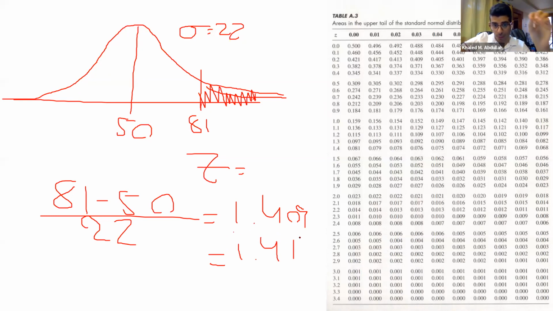Does everyone understand why we got this z? I want to see the chat box literally with all the yeses. If one person doesn't understand, it's fine. Okay. All right. Good. So now we all know why we got this z. Now I asked you for a probability, not a z.